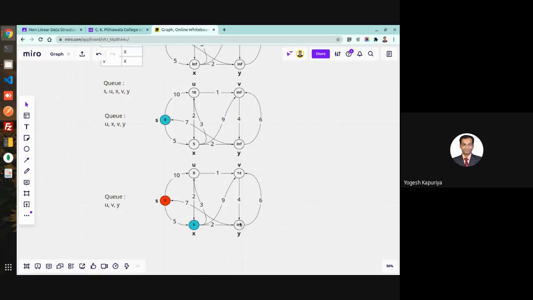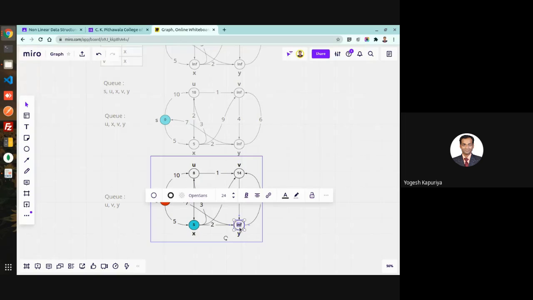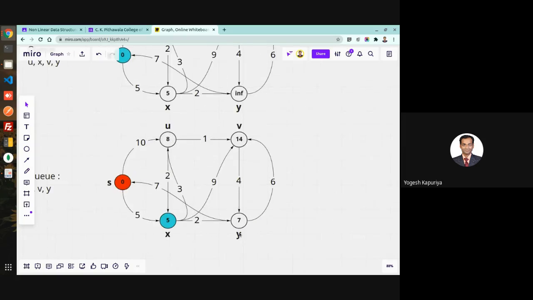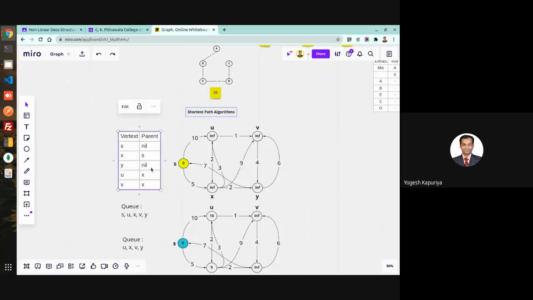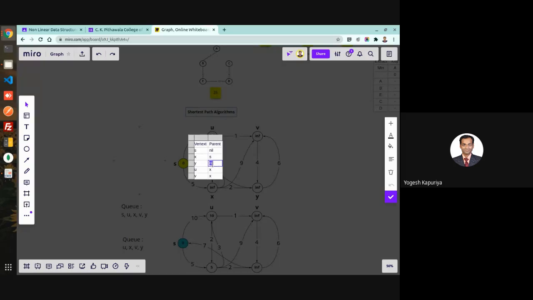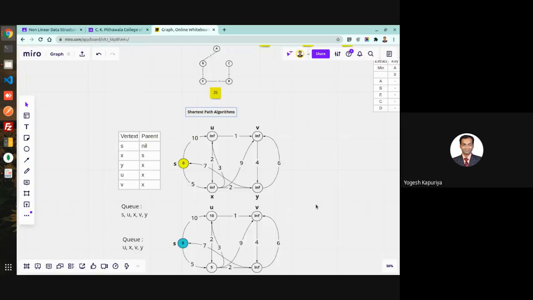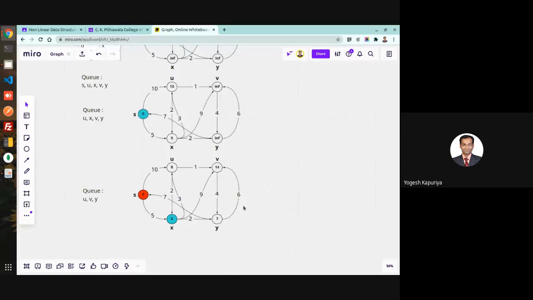Okay. Next is this: 5 plus 2 is 7. This is infinity, and 7 is less than infinity. So this will be changed to 7 and the parent of Y will be changed to X. So the parent of Y is changed to X. Right? So this is after step 2.